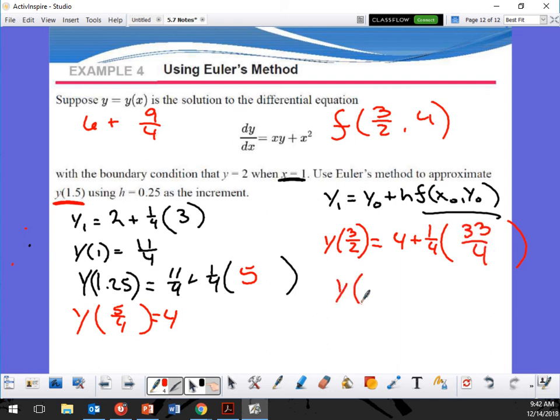So y of 1.5, or 3/2, is going to be equal to 33 over 16 plus 64 over 16. That's 97 over 16, which is approximately 6.065. Yep, there we go.